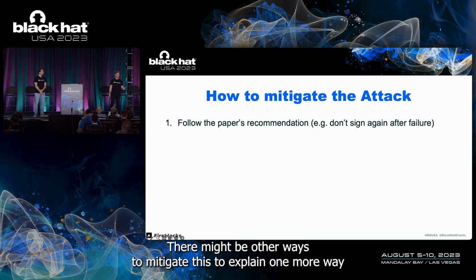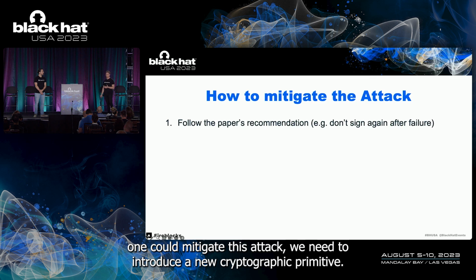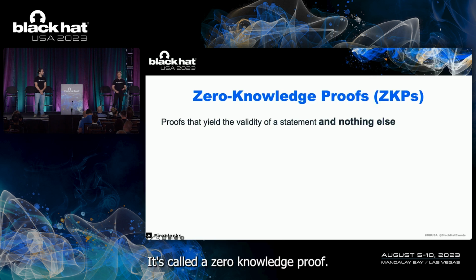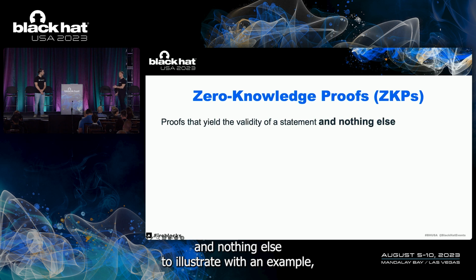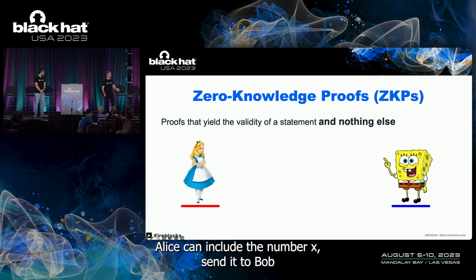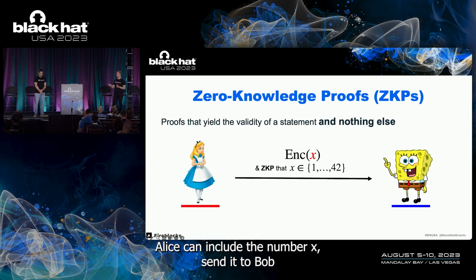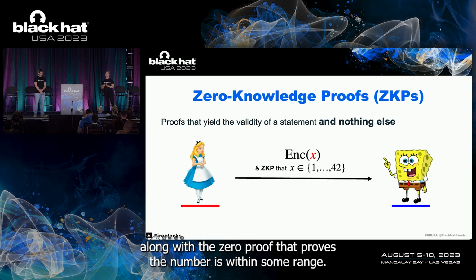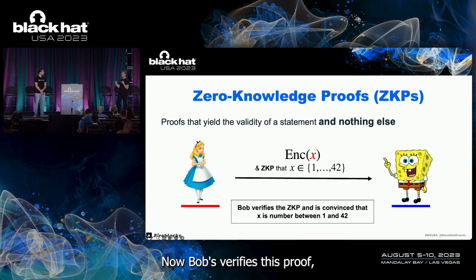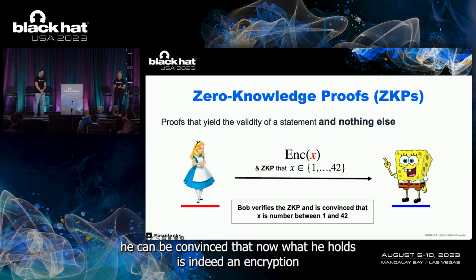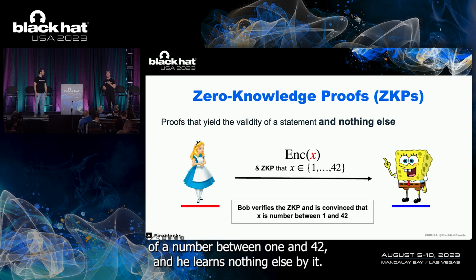To explain one more way one could mitigate this attack, we'll need to introduce a new cryptographic primitive. It's called a zero-knowledge proof. What is it? Simply, it's a proof that yields the validity of a statement and nothing else. To illustrate with an example, Alice can encrypt a number, x, send it to Bob along with a zero-knowledge proof that proves the number is within some range, for example, 1 to 42. Now, Bob verifies this zero-knowledge proof, and if it verifies, he can be convinced that what he holds is indeed an encryption of a number between 1 and 42, and he learns nothing else by it.